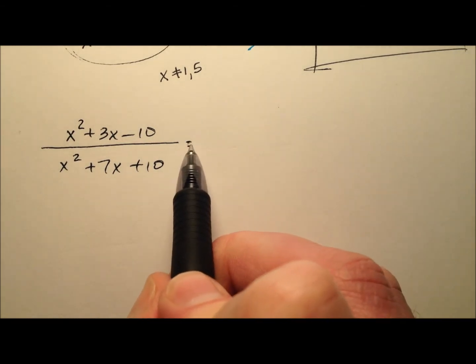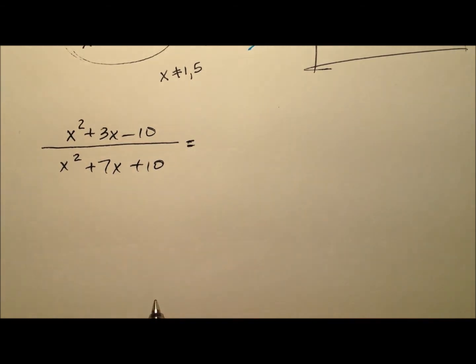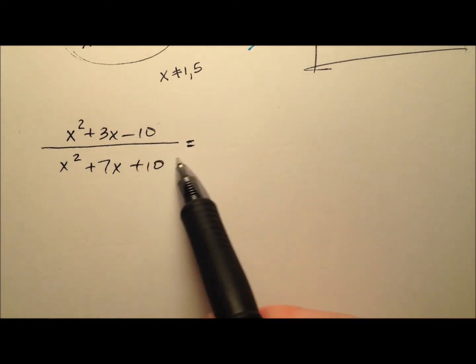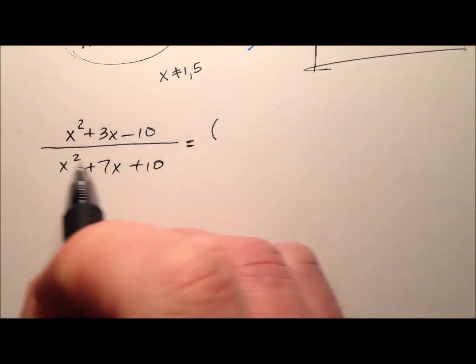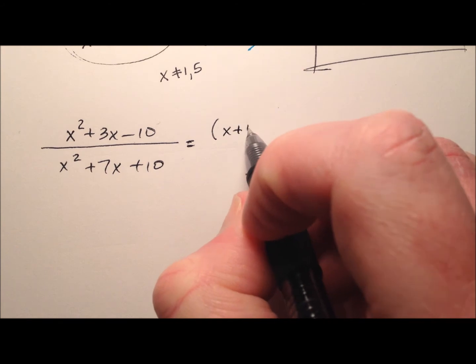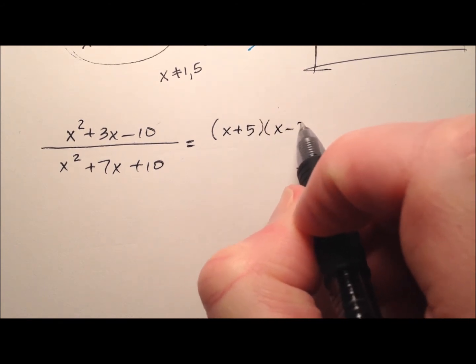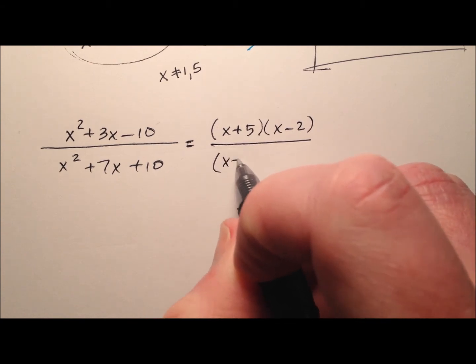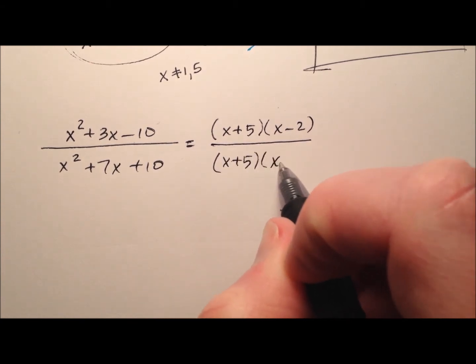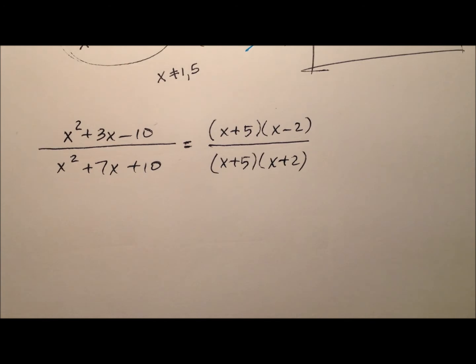Well, keep in mind again, I cannot cancel until I factor. So it's no good to cancel the 10s or cancel the x squareds. You can't be doing that business. Okay? So we're going to factor first. So this looks like it's going to factor as x plus 5, x minus 2 on top. And the bottom looks like it's going to factor as x plus 5, x plus 2 on bottom.